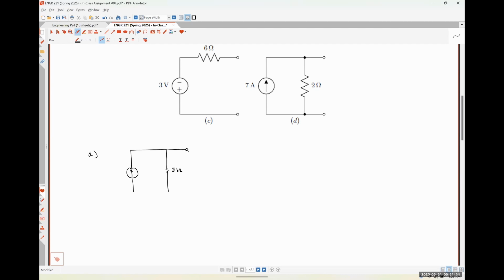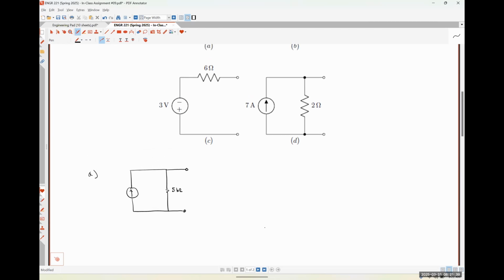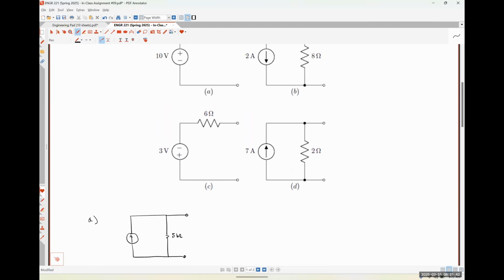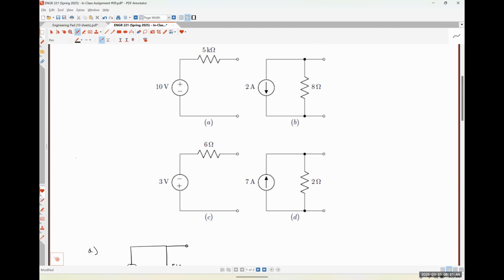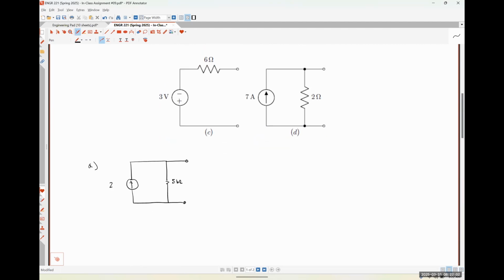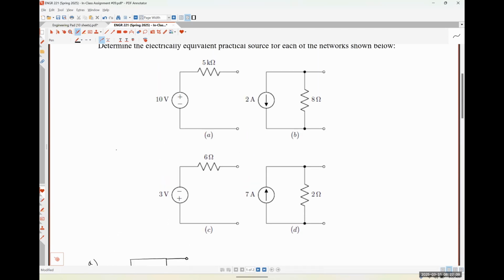The value of the source resistance literally never changes. So the only thing we'll have to do is figure out what size the current source should be. So what's 10 volts divided by 5 kilo ohms? 2 amps. You're off by a factor of 1,000. 2 milliamps. So this network is our transformation of that practical voltage source.